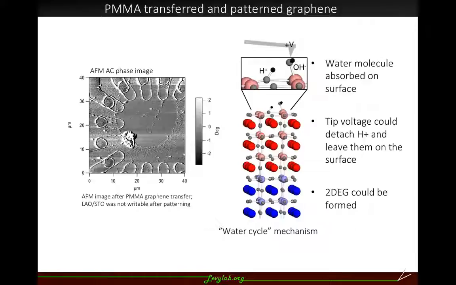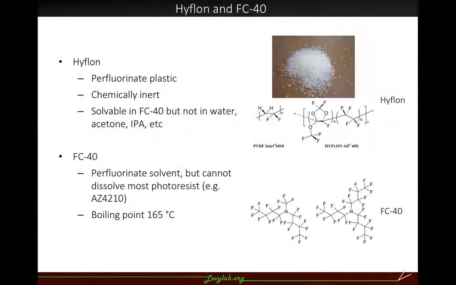I think our writing follows a water cycle mechanism. The tip detaches protons from the water molecules absorbed on the surface, and the protons drag the electrons onto the interface of LaAlO₃, creating the 2D electron gas over the written area. Somehow the remainder of PMMA was preventing this and making the sample not writable anymore. We found a replacement for PMMA: HiFLON and FC40.